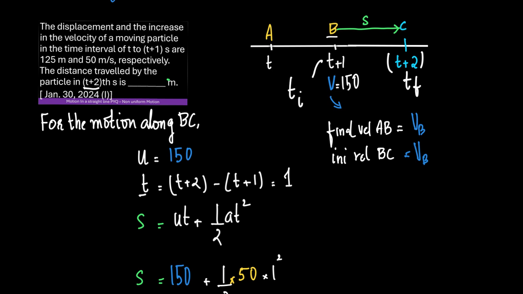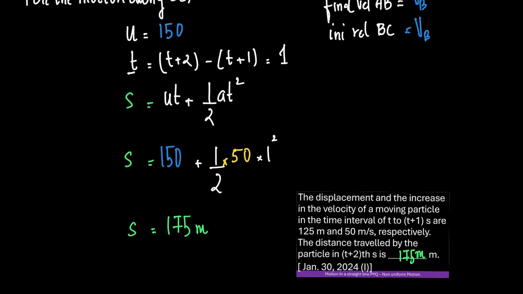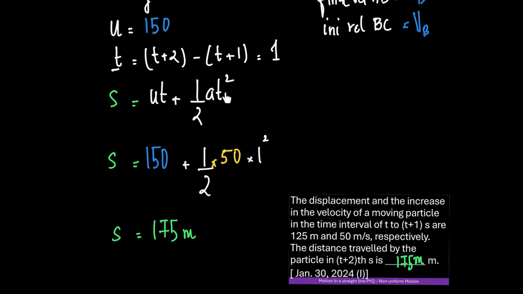Therefore, what is the value of t? It would be equal to final minus initial, therefore t plus 2 minus t plus 1, which is equal to 1. And in which case, what is s equal to? ut plus half at square, u is 150, t is equal to 1, and we have half into acceleration 50 into 1 square, so 150 plus 25, which is 175. Therefore, the answer would be 175 meter.